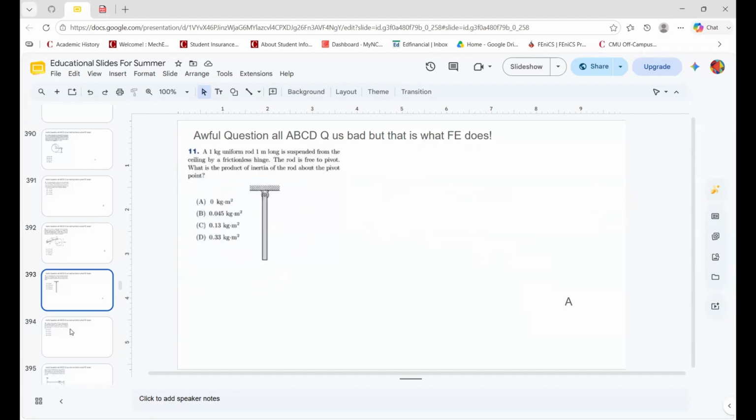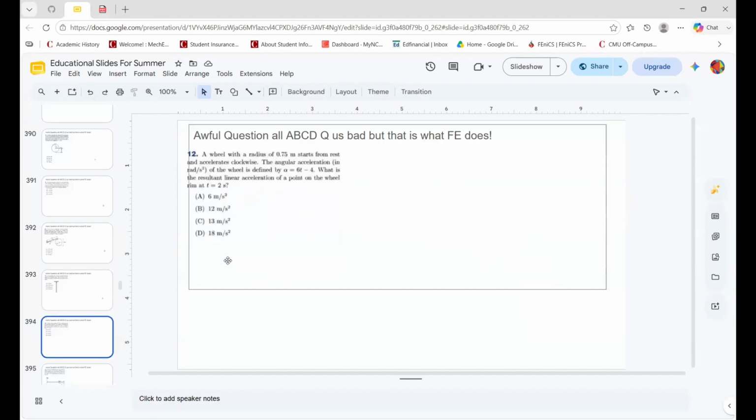So yeah, we go over here. A wheel with a radius of 0.75 starts from rest and accelerates clockwise. The angular acceleration of the wheel is defined by 6t minus 4. What is the resultant linear acceleration of a point on the wheel at t equals 2? So we know it's 6t minus 4. Let me make sure that in the original equation it was 6t minus 4. It was, okay. So we plug in 2, right? So 12 minus 4. What does that equal? That equals 8, and that's rad per second squared.